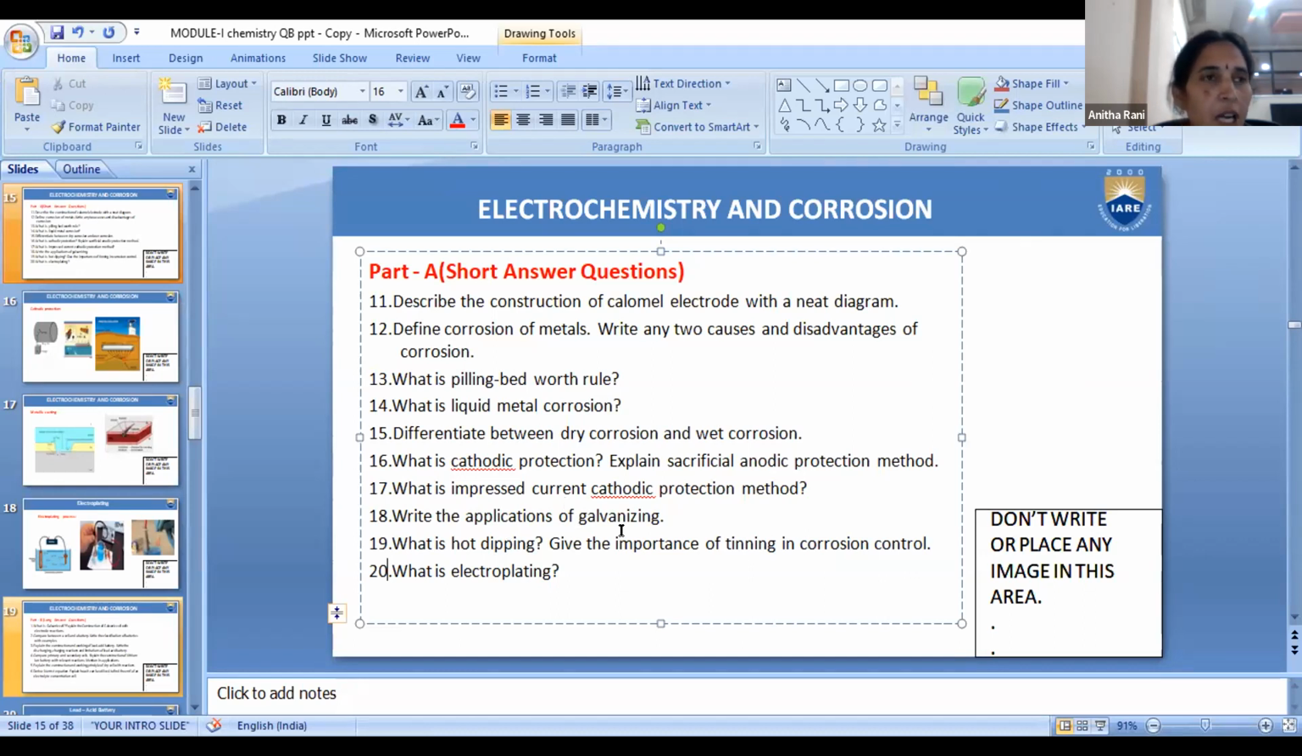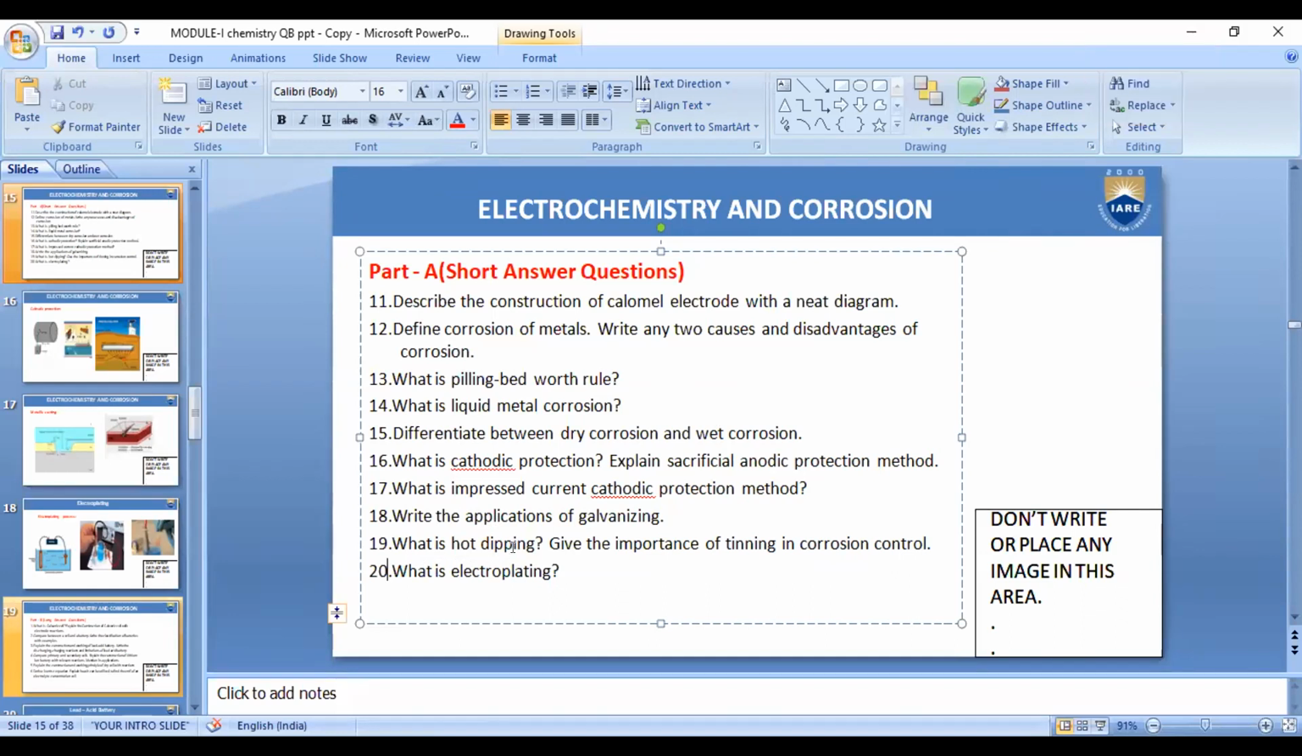Now, what are the applications of galvanizing? Tell any two applications. Where are we using galvanizing? Iron sheets, wires, buckets. Okay, very good. Any more? Pipes. Pipes, buckets, bolts, screws. Okay, very good. Students, what is meant by hot dipping?